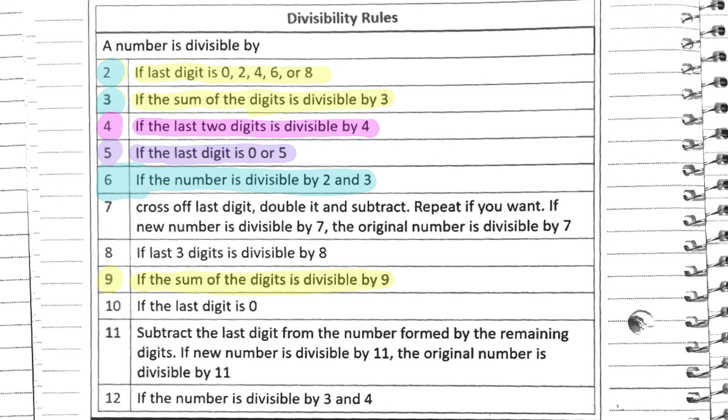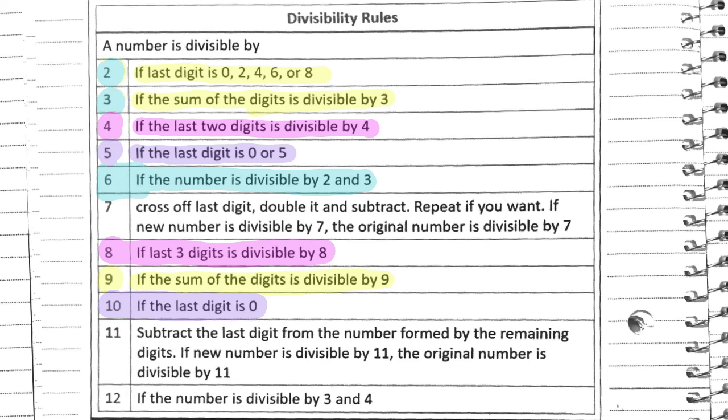7, I don't know. Sometimes I think you're better off just taking the time to divide it. I don't know that this is my favorite, but cross off the last digit, double it, and subtract. Yeah, I think you just might as well take 7 and divide by that point. Moving on to 8. If the last 3 digits, so it's very similar to 4, so I'll put that in the same color. And 10 is very similar to 5, but the only last digit is 0, not 5.